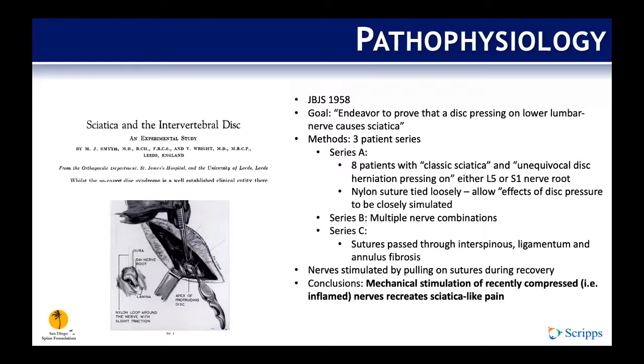What they ended up describing was a sciatica-like sensation similar to their preoperative status. And then the conclusion was that mechanical stimulation of a recently compressed nerve creates sciatica-like pain.